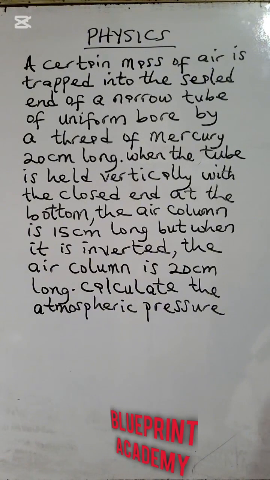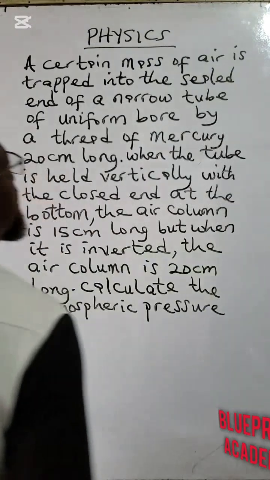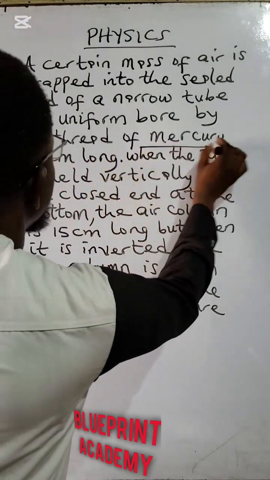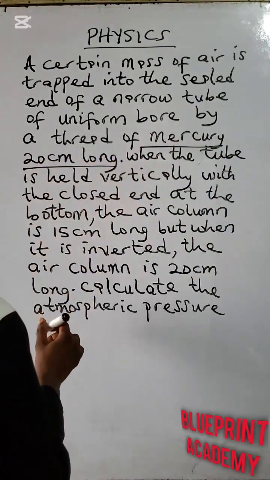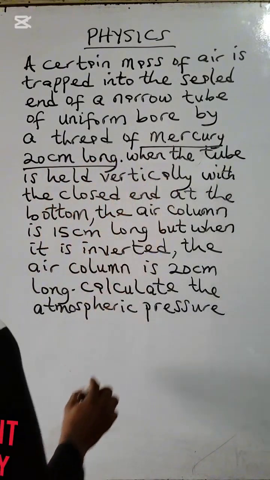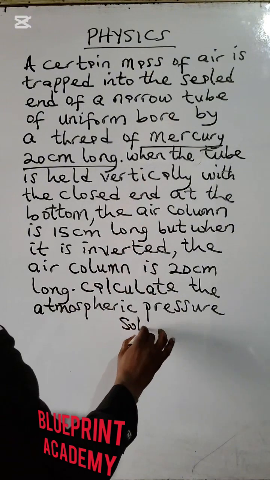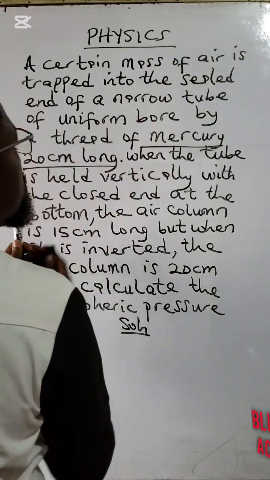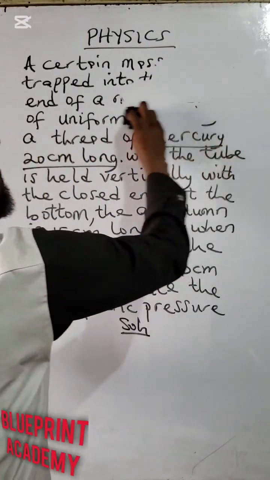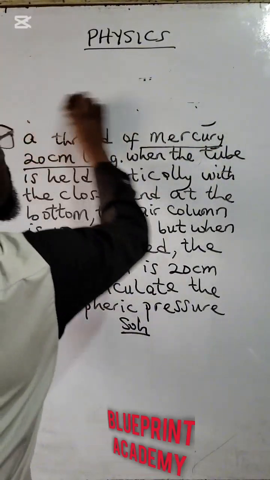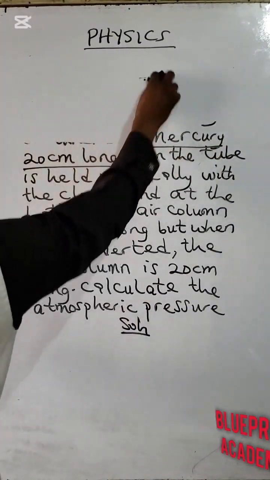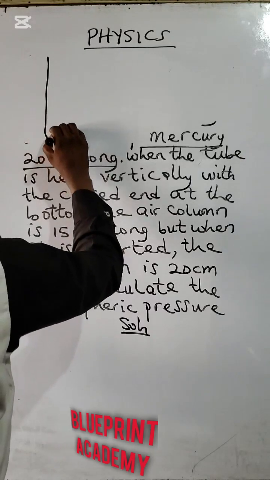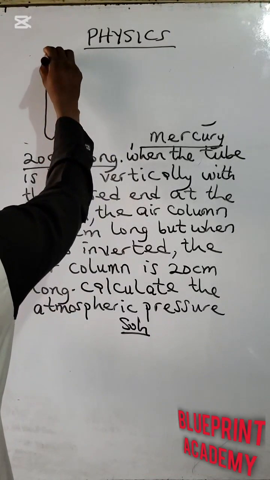Calculate the atmospheric pressure. All right, let's take a look at the question. A thread of mercury 20 centimeters long. The tube is held vertically, so I will have something like this vertically. Let's erase so that you can see this clearly. The tube is held vertically, and since we're told that the sealed end is at the bottom, you're having something like this.